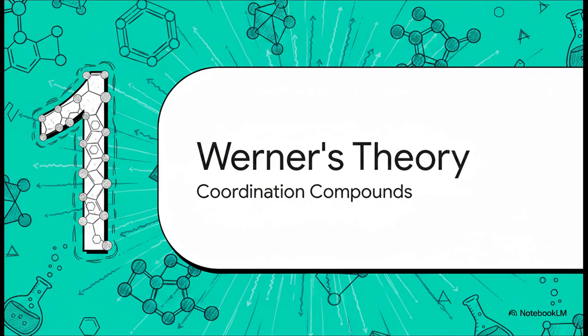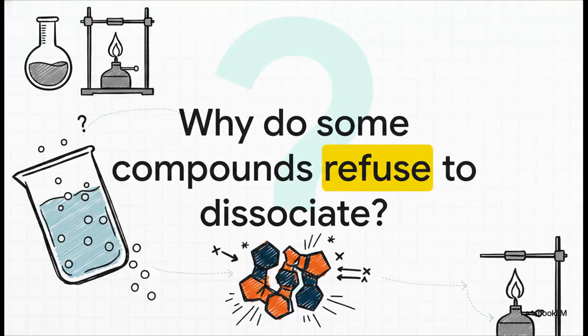Starting off with Section 1, Werner's coordination theory, the massive chemical anomaly that basically gave birth to modern inorganic chemistry. Okay, picture yourself as a chemist back in the late 19th century. You dissolve a compound in water, fully expecting it to split completely into simple ions, because, well, that's what normally happens. But mysteriously, with certain transition metal compounds, a solid core just remains firmly bonded together. It's like a microscopic locked safe that absolutely refuses to break apart, no matter how much water you throw at it. So why does this happen?